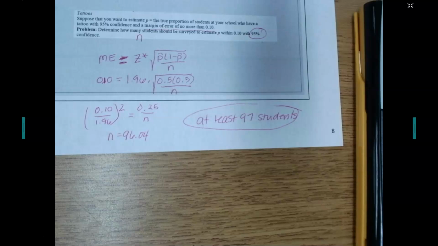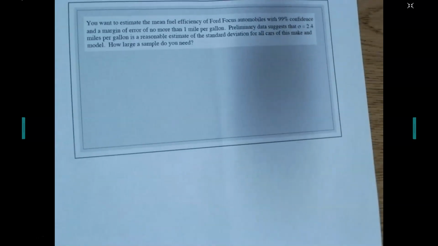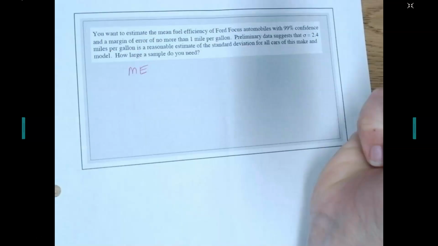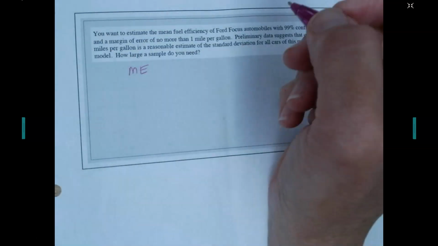Okay. Now let's try one of these with means. So you want to estimate the mean fuel efficiency of Ford Focus automobiles with 99% confidence and a margin of error of no more than 1 mile per gallon. Preliminary data suggests that the population standard deviation is 2.4 miles per gallon. It is a reasonable estimate of the standard deviation for all cars of this make and model. How large a sample do you need? So again, I need to know what the margin of error is. And remember, the margin of error is everything after the plus or minus in your calculation. So it's your critical value.